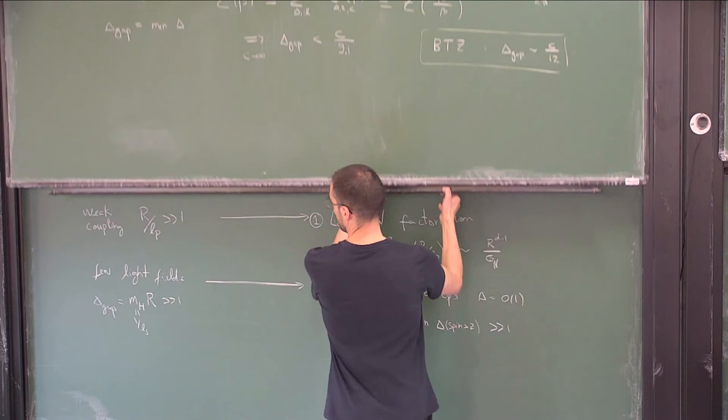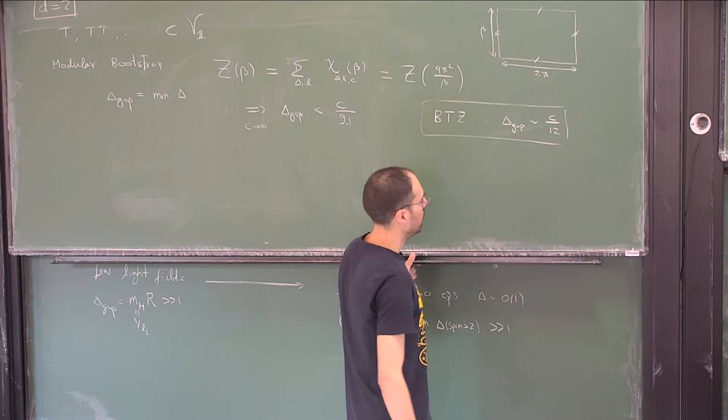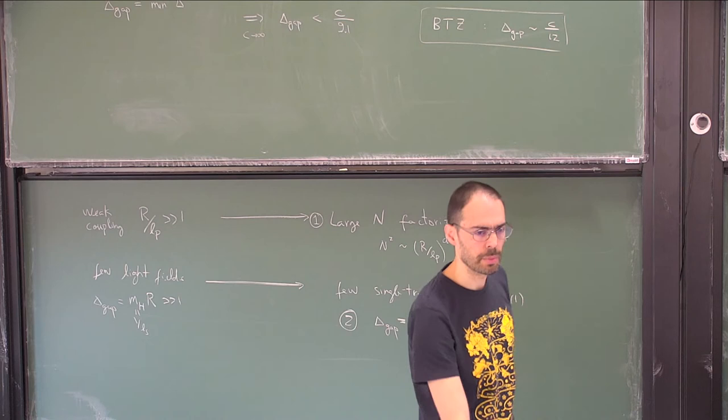For a superconformal analog, has this been done? I mean, what you're describing is pure Virasoro. Good question, I don't remember. Do you know if someone did that?